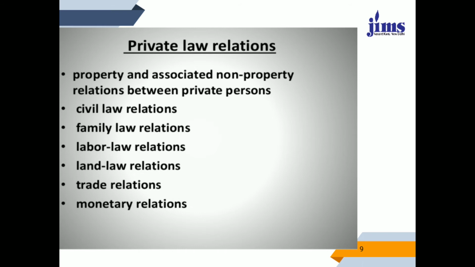Next, what are the relations of private international law? How is it related, and what types of cases are there in private international law? Private international law covers these cases. Number one, property and associated non-property relations between private persons. There may be anything related to property or non-property relations. Civil law relations, any civil matters, can also be a part of private international law. Family law relations, such as divorce, marriage, adoptions, come under family law relations.